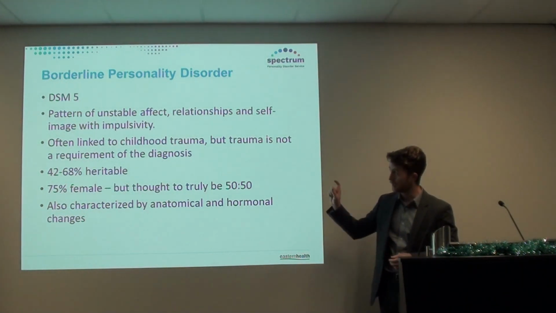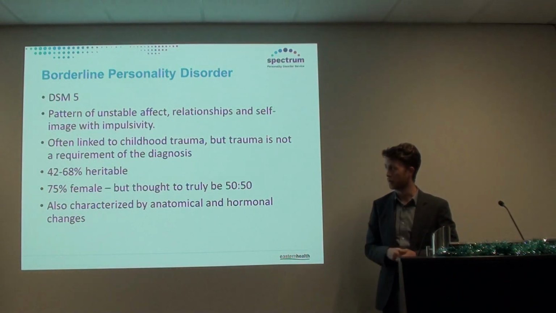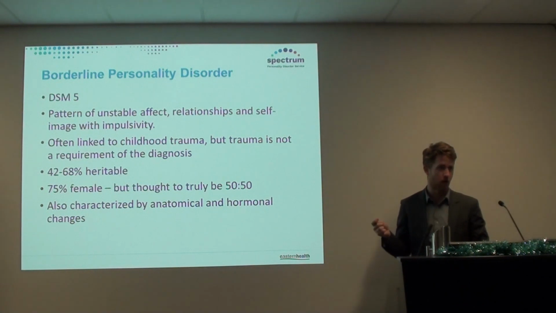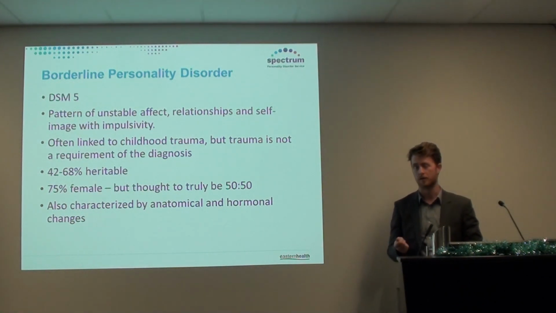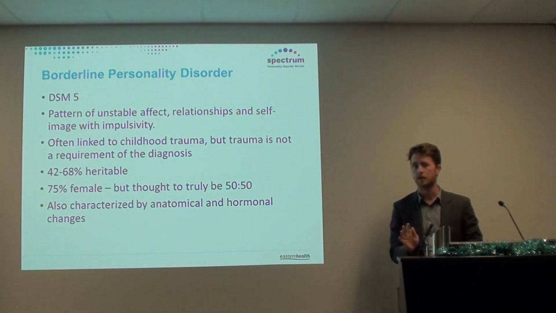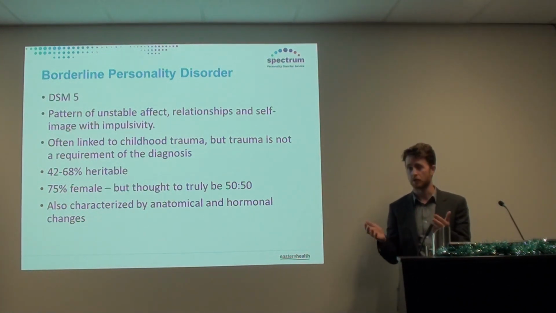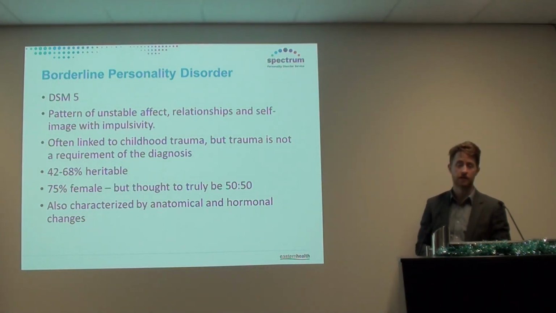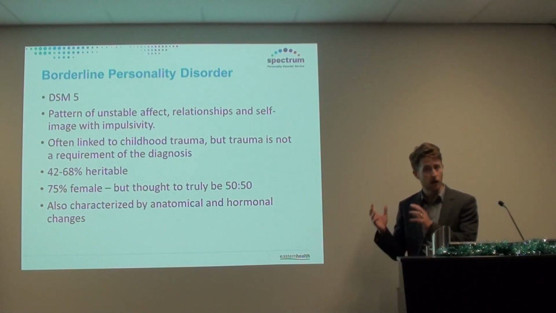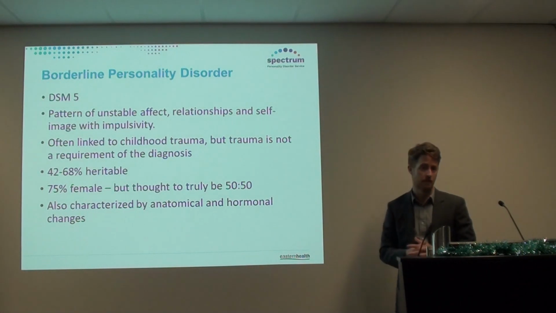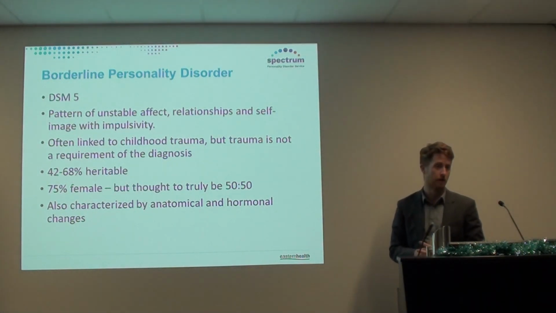So the DSM-5 definition: a pattern of unstable affect, relationships and self-image, with impulsivity. There's a few things that I'd like to highlight when I'm talking about this diagnosis. It's a commonly held belief that a history of trauma is a requirement of the diagnosis. But that's actually not the case. And quite a significant number of people don't have a specific history of trauma but can still go on to develop the disorder. And if you look at most of the studies that are out there, there's actually quite a significant genetic component. The estimate is somewhere in the range of 50% of the diagnoses can be explained by actual inheritance pattern.